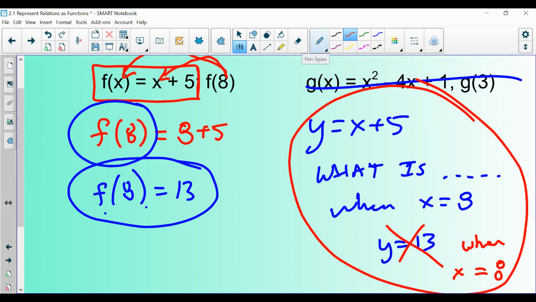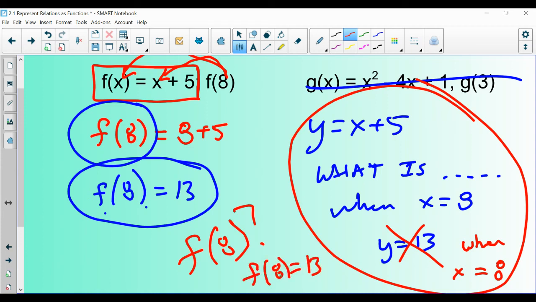So instead of saying, what is the value of y when x is 8, and then plugging in 8, what we can do is we can say, hey, what is f of 8? And what you would do is you would plug 8 in for x, and then to answer it, you could just say, hey, f of 8 is 13. I plugged 8 into f, and what I got out was 13.